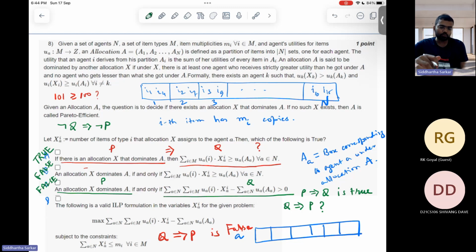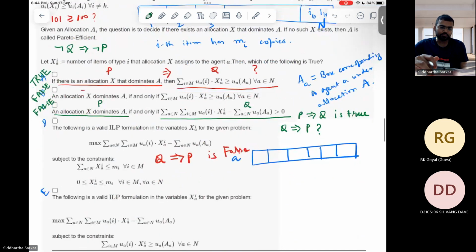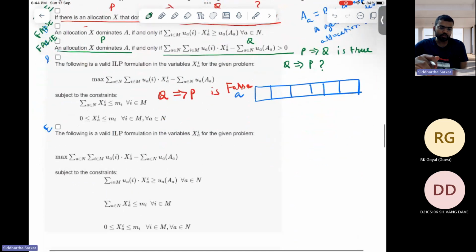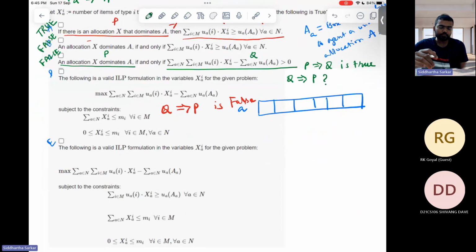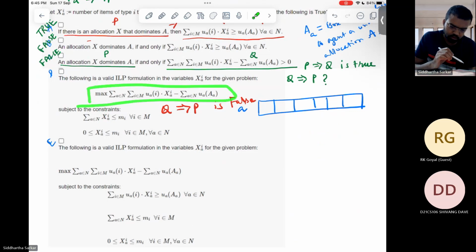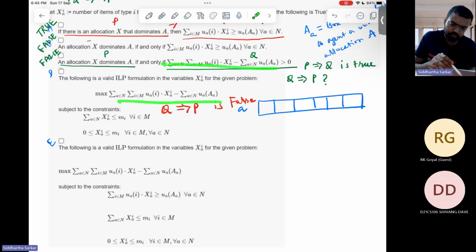Okay, now we come to the ILP formulation. So now the question is, you know what the variables are. So the variables are nothing but these x_i's. x_i corresponds to the number of items of type i that has been allocated to agent a under the allocation scheme X. So what are we maximizing? This term is nothing but this term. So we are maximizing this utility difference.